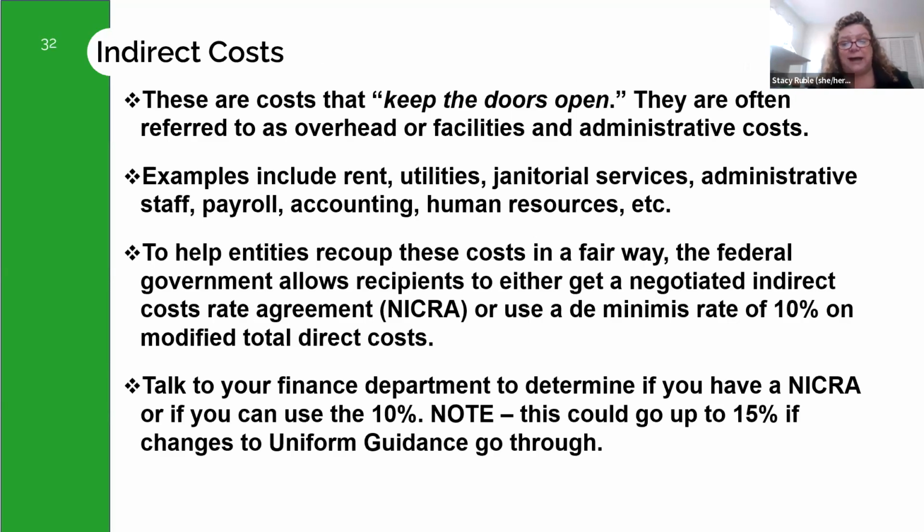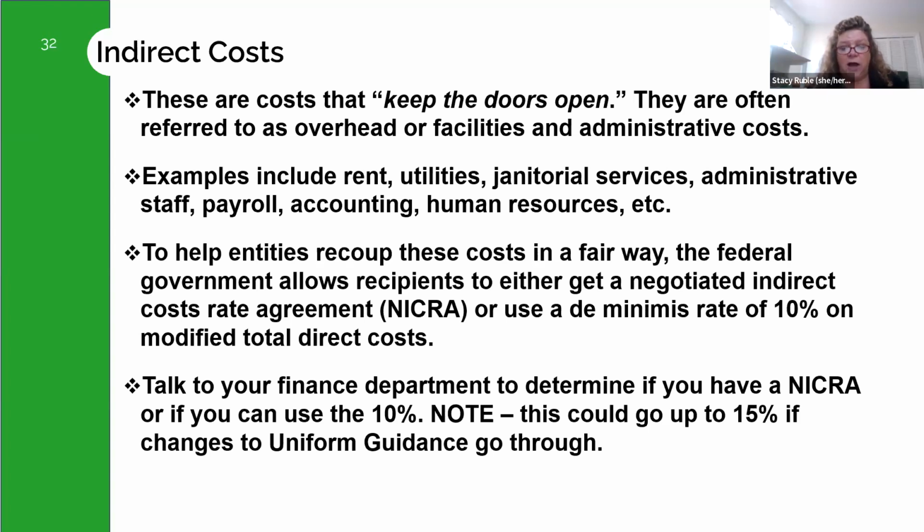And then indirect costs. I could spend an entire workshop just on this, so I'm going to give you just enough to make you dangerous. These are the costs that keep the doors open. You might also hear them referred to as overhead or facilities and administrative costs, F&A. Some examples: rent, utilities, janitorial services, administrative staff, payroll, accounting, human resources, etc.